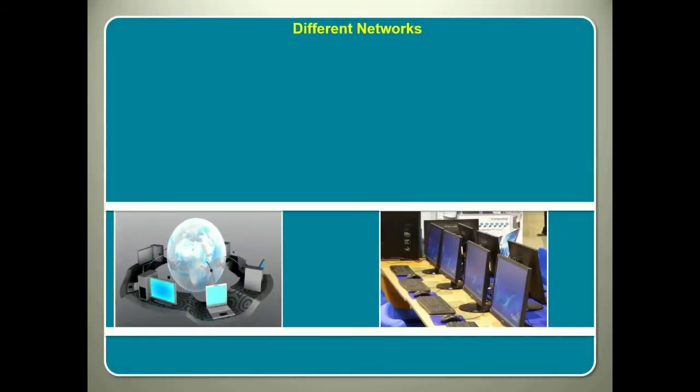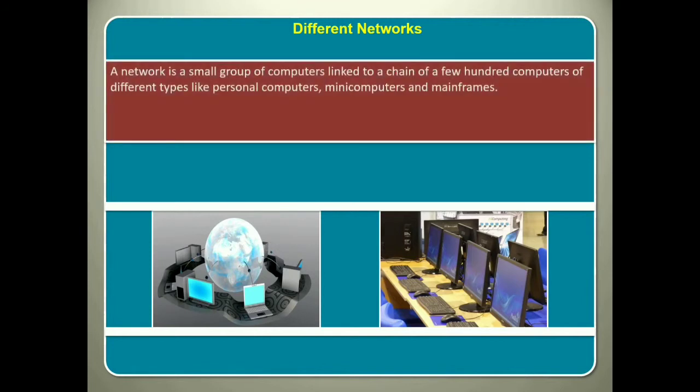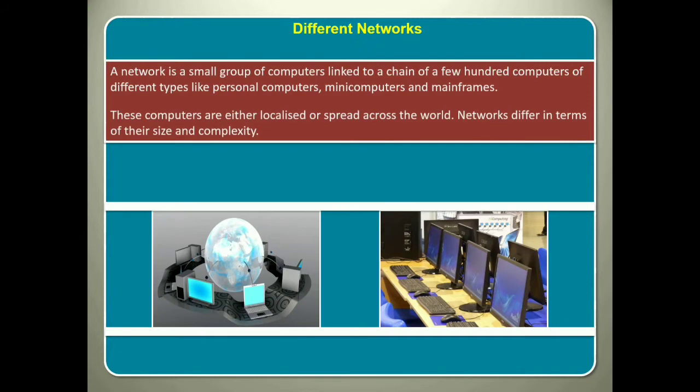Let us now learn about the different types of networks. A network is a small group of computers linked to a chain of a few hundred computers of different types, like personal computers, mini-computers, and mainframes. These computers can be localized or may even be spread across the world. Hence, networks differ in terms of their size and complexity.